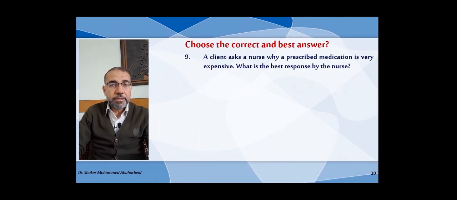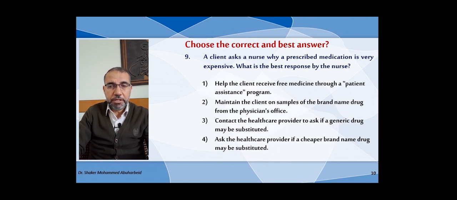Next question. A client asks the nurse why a prescribed medication is very expensive. What's the best response by the nurse? The first option, help the client receive free medicines through a patient assistance program, or maintain the client on samples of the brand name drug from the physician's office, or contact the healthcare provider to ask if a generic drug may be substituted, or finally ask the healthcare provider if a cheaper brand name drug may be substituted. The correct answer is number three. Contact the healthcare provider to ask if a generic drug may be substituted.